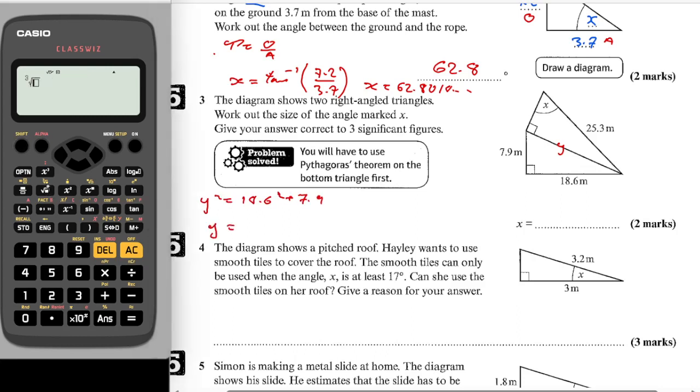So I'm going to go shift square root of 18.6 squared plus 7.9 squared. That's going to be equal to 20.208 dot dot dot, and then trigonometry.